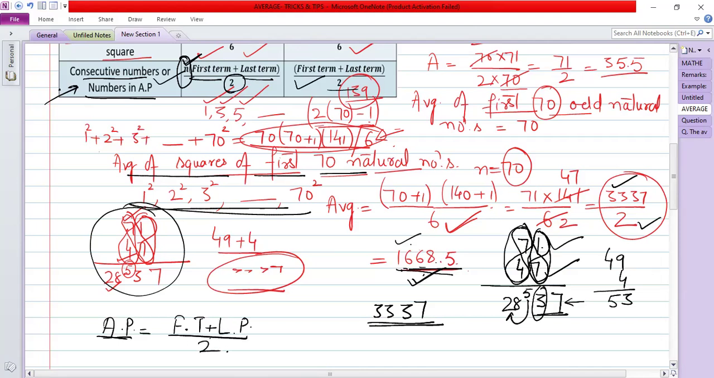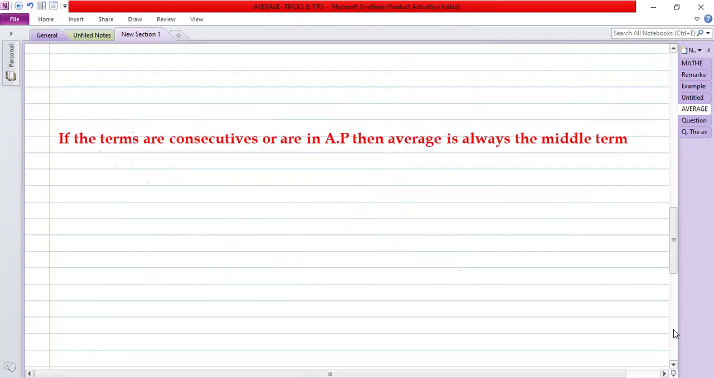Sorry, first term plus last term here, please mind, it is the last term. So now we will see some questions based upon these results. But before that, there is a remark: if the terms are consecutive or they are in AP, arithmetic progression, then the average is always the middle term. Now, how to calculate the middle term?